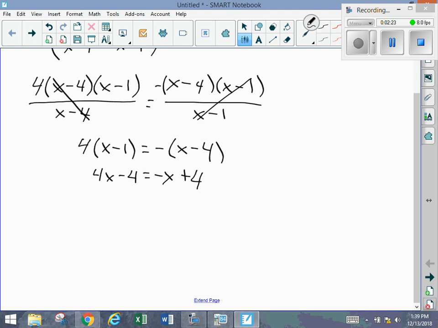I'll add x to both sides. Then add 4 to both sides. So x is going to be a fifth.